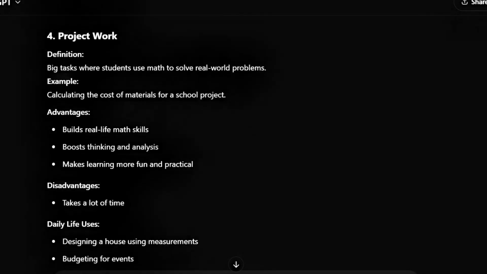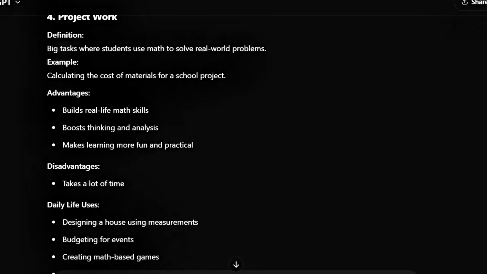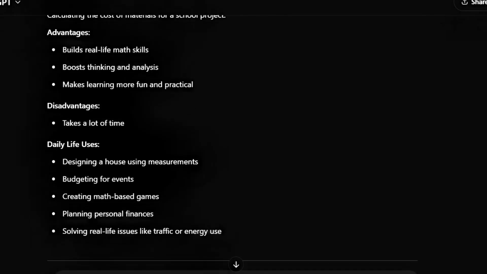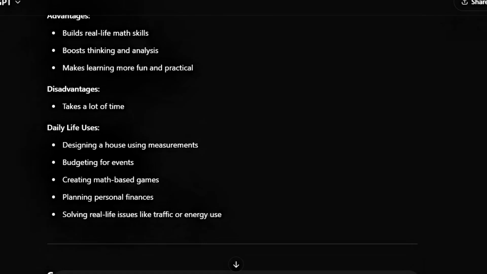Project work. Definition: big tasks where students use math to solve real-world problems. Example: calculating the cost of materials for a school project. Advantages: builds real-life math skills, boosts thinking and analysis, makes learning more fun and practical. Disadvantages: takes a lot of time. Daily life uses: designing a house using measurements, budgeting for events, creating math-based games, planning personal finances, solving real-life issues like traffic or energy use.